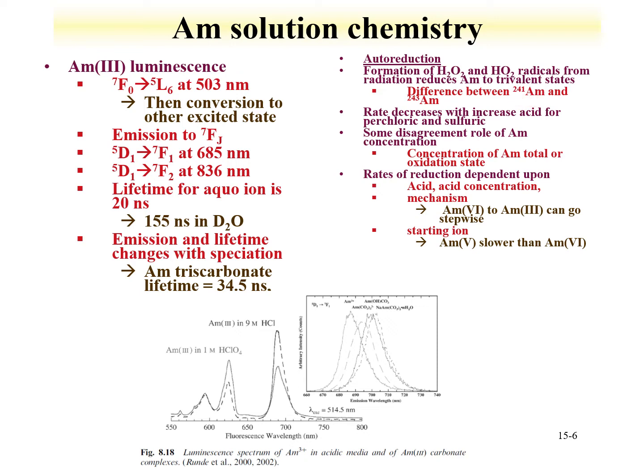What is noticed is that the rate decreases with increased acid for the perchloric and sulfuric systems. There's also some disagreement in the literature on the role of the americium concentration in the autoreduction. What is known is that the reduction rates depend upon the type of acid and the acid concentration, and there are some stepwise mechanisms where it goes from the 6 to the 5 to the 4 to the 3. It also seems that reduction from the 5 is slower than reduction that starts at the 6.